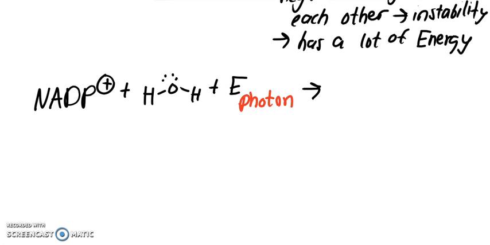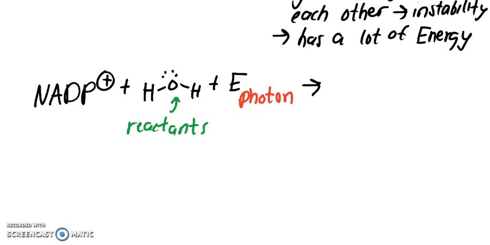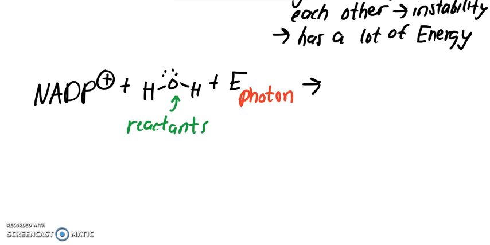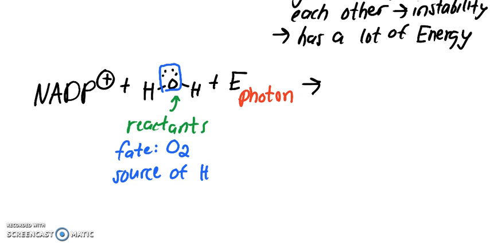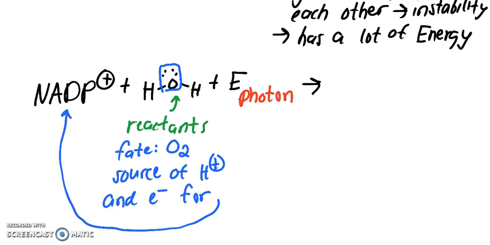Okay, so this H2O, you're like, where did this come from? If you remember, this is one of our reactants. In this case, the water is going to serve, well, the fate of this water, it's going to become the oxygen. So hopefully you can gather that from this oxygen right here. And it's also going to serve as a source of protons and electrons for this NADP+ right here.